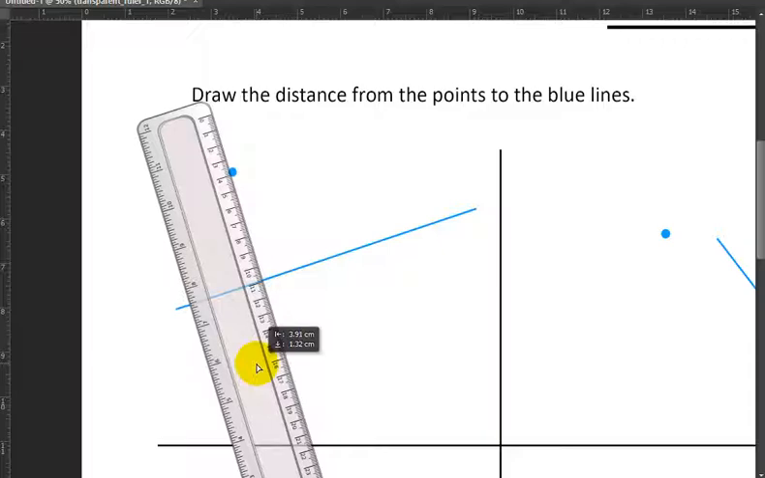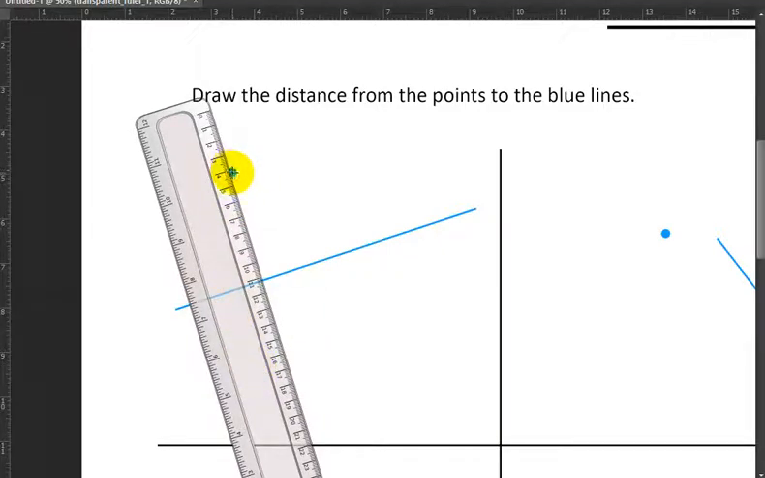So I'm going to place it on the point, and then I'm going to draw with my pencil. I'm going to make a line that is perpendicular to the blue line. And that black line that I just made, that is the distance from the point to the line. Next up.